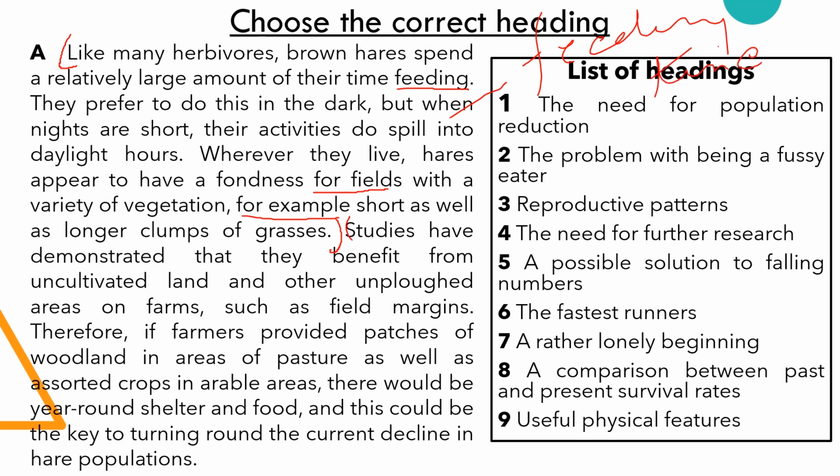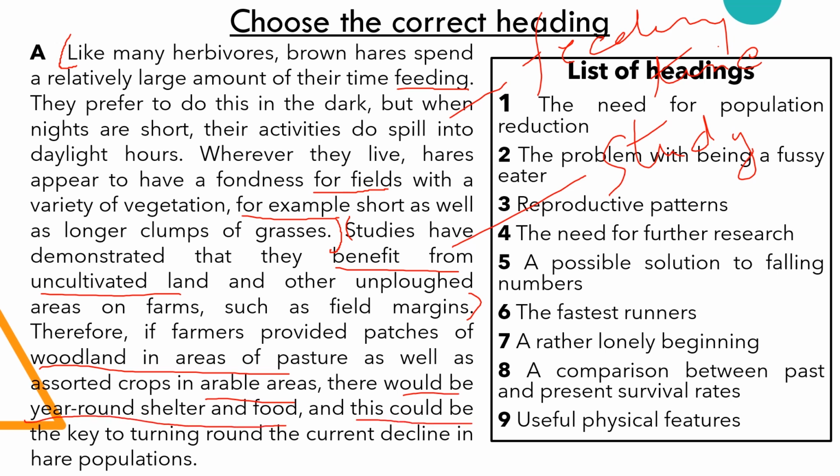Next, studies have demonstrated that they benefit from uncultivated land and other unplowed areas on farms such as field margins. So write study. Therefore, if farmers provided patches of woodland in areas of pasture as well as assorted crops in arable areas, there would be year-round shelter and food. And this could be the key to turning around the current decline in hare population. So write down your own heading, a possible method.